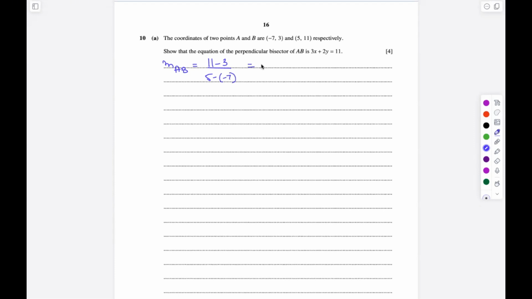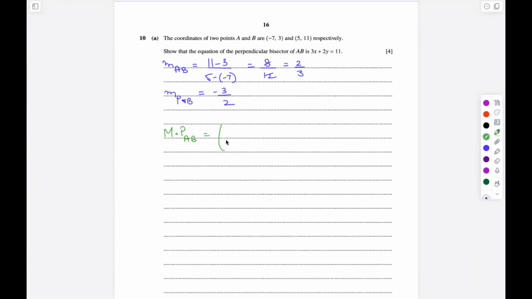That will be equal to (11 - 3) upon 12, which is 8 upon 12. Simplifying this, the gradient will be equal to 2 upon 3. So as the gradient of AB is 2 upon 3, the gradient of the perpendicular bisector will be the negative reciprocal. So we can write that the gradient of the perpendicular bisector will be equal to -3 upon 2. Now the perpendicular bisector will pass through the midpoint of AB. So in the next step, we'll find the midpoint of AB.